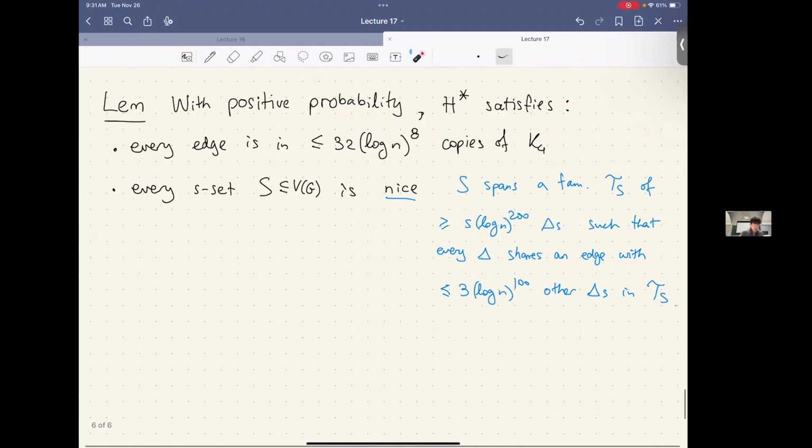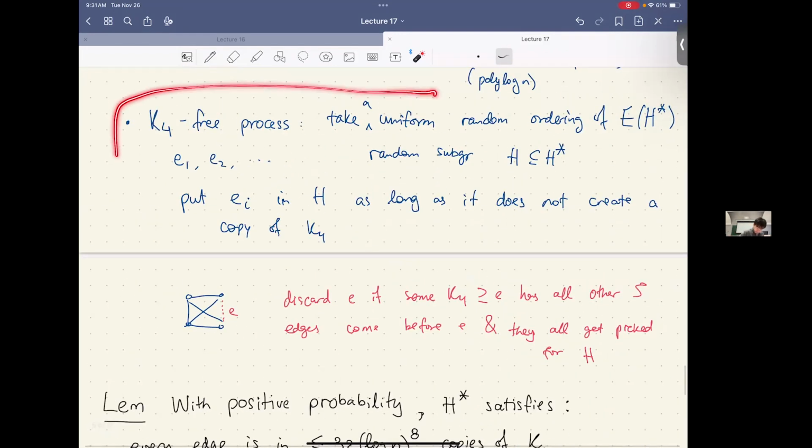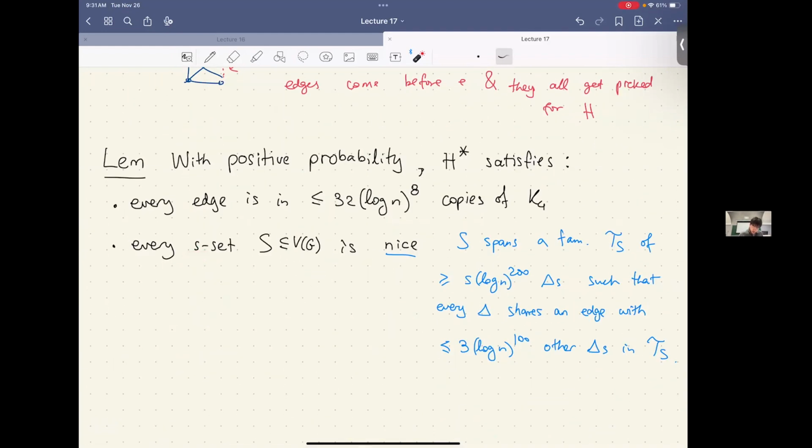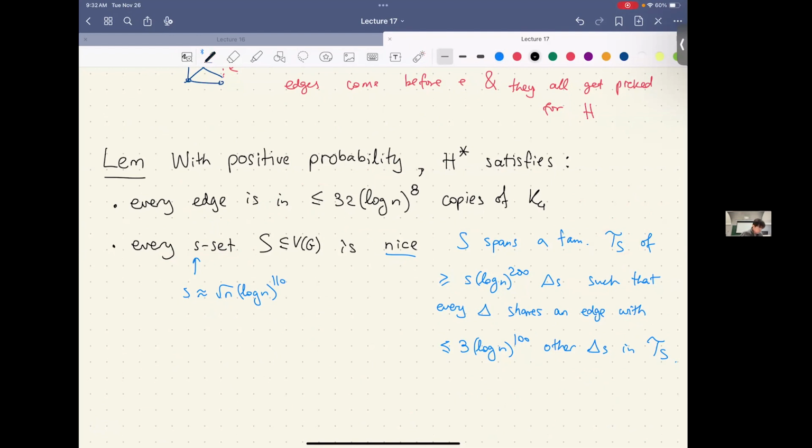Given this lemma, assume that we have this graph. How do we do this K4-free process to get our final graph, which has m vertices? Recall S is square root n log n to some power. We need to prove that we can use the K4-free process to kill all these K4s, and for every S set, at least one triangle in T_S survives.